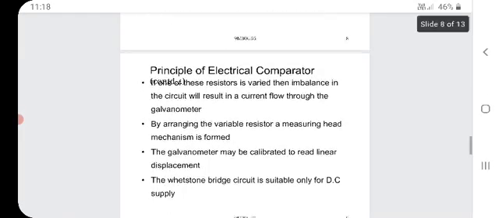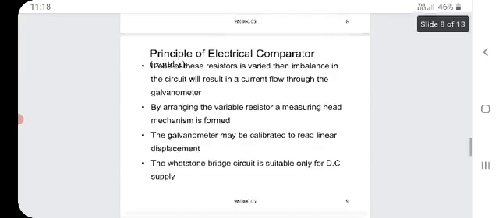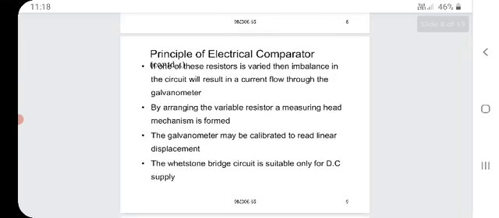Principles of electrical comparator. If one of these resistors is varied, then an imbalance in the circuit will result, and current will flow through the galvanometer.